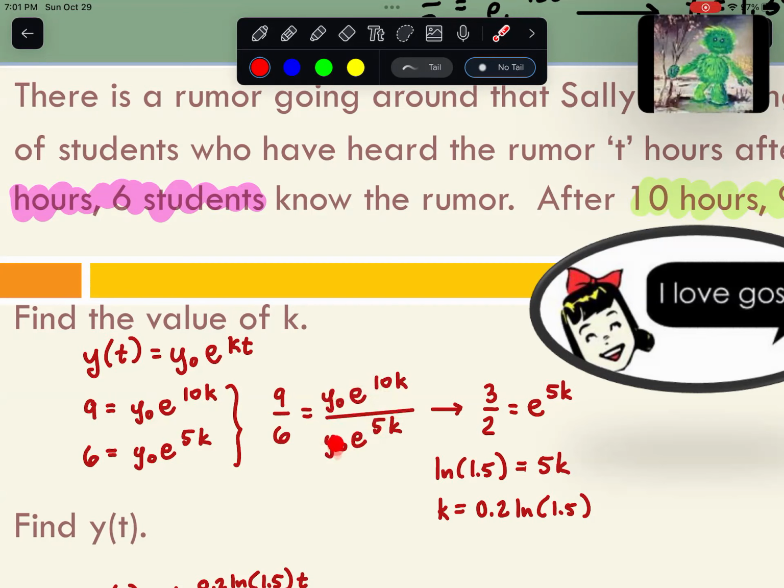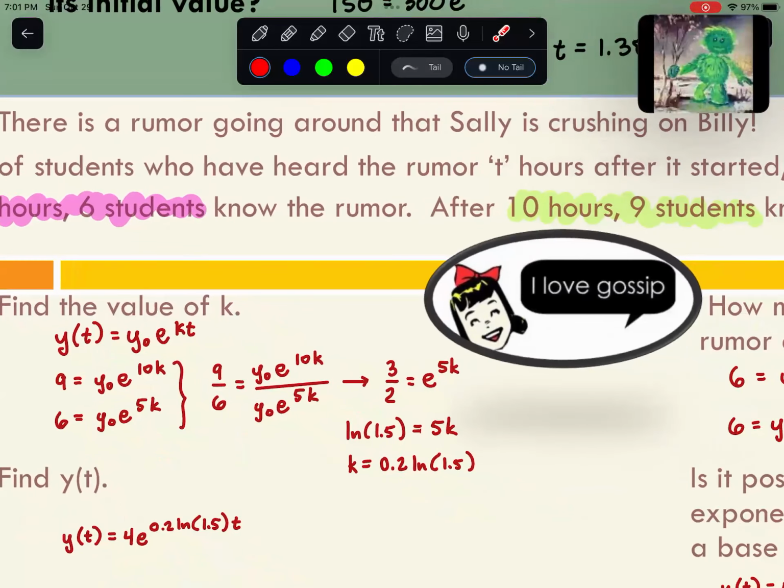From there, you get cancellation of your initial amounts. Exponent properties help us clean up the rest of it. And now we're just a couple steps away. Log on both sides. Do a little bit of division. It's not pretty, but here is the k constant. Okay. From there, we're going to move across horizontally.